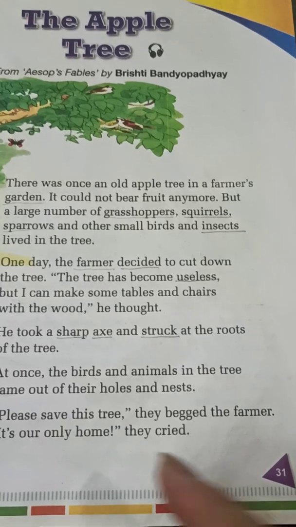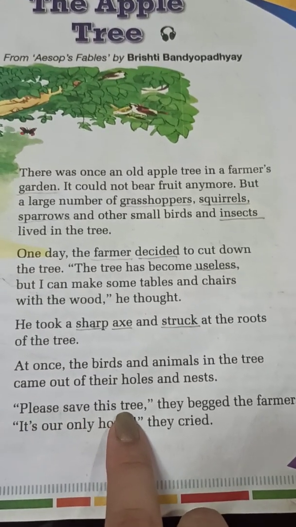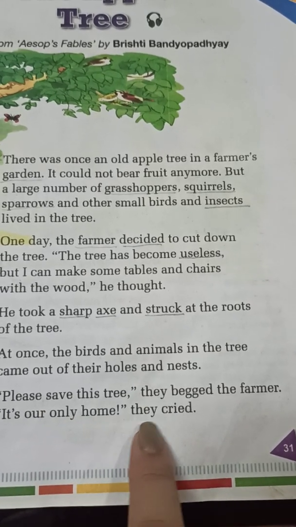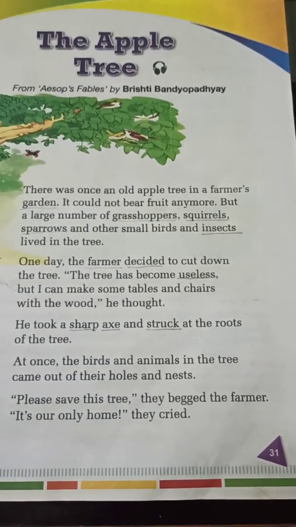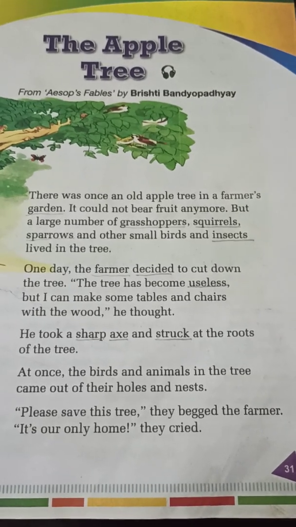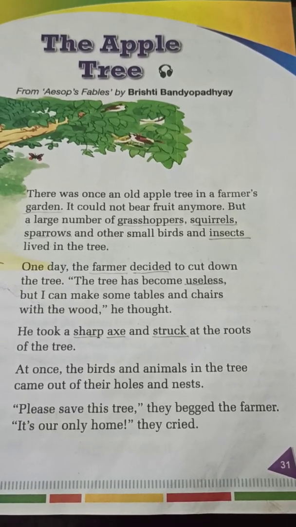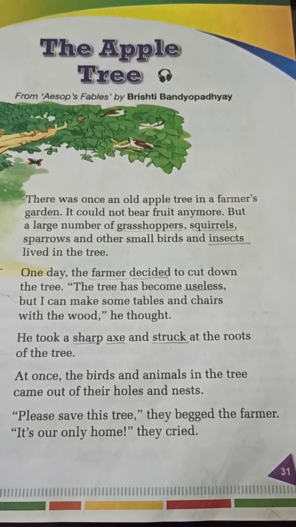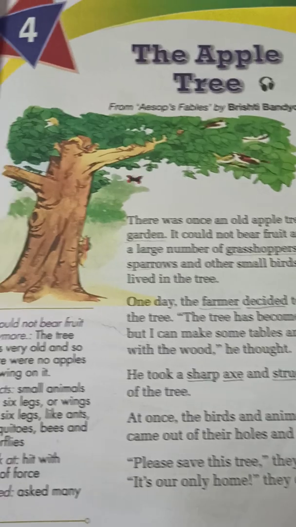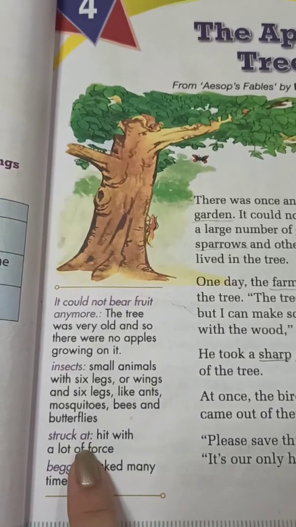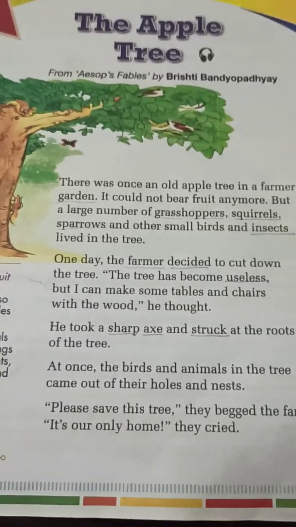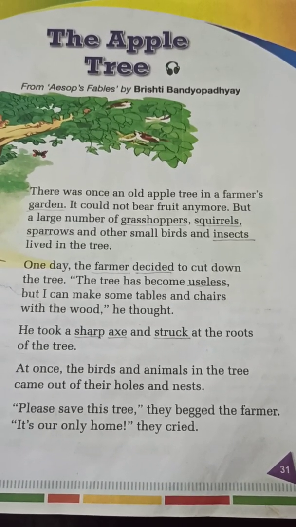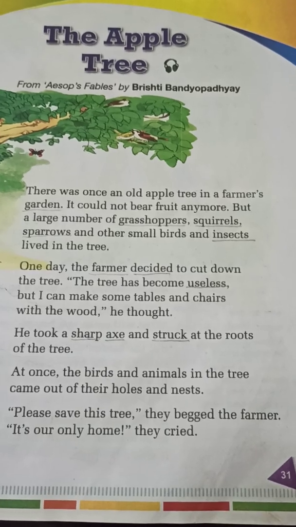All right. "Please save this tree," they begged the farmer. "It's our only home," they cried. Okay, so now what happened? All the animals and birds started coming out of the tree, isn't it? And all of them begged the farmer. What do you mean by begged? Asked many times, isn't it? They asked the farmer many times, okay, "Please save this tree. It's our only home."